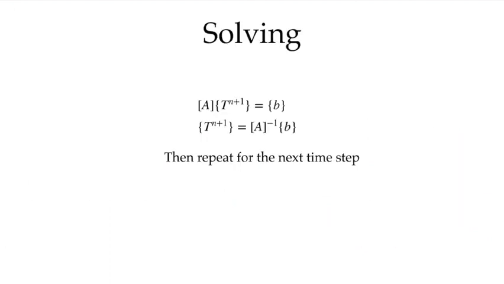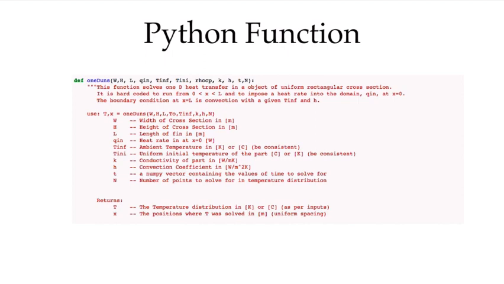Now, of course, solving this, we have to repeat the solution over and over. We need to start with the initial conditions to solve for time step one, and we simply solve our linear system for the unknown temperatures at n plus one, and then using our newly solved temperatures at time step n plus one, we can solve for the next time step and continue marching forward by solving this matrix for each and every time step. So here's the header of a Python function that I've written to do this, and we'll use it in subsequent videos.